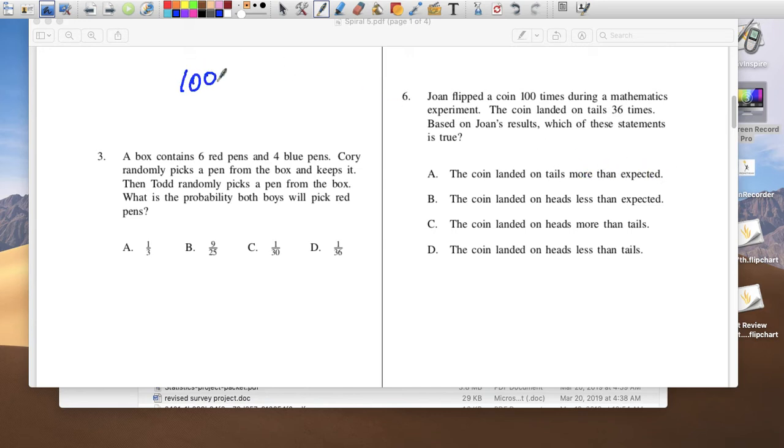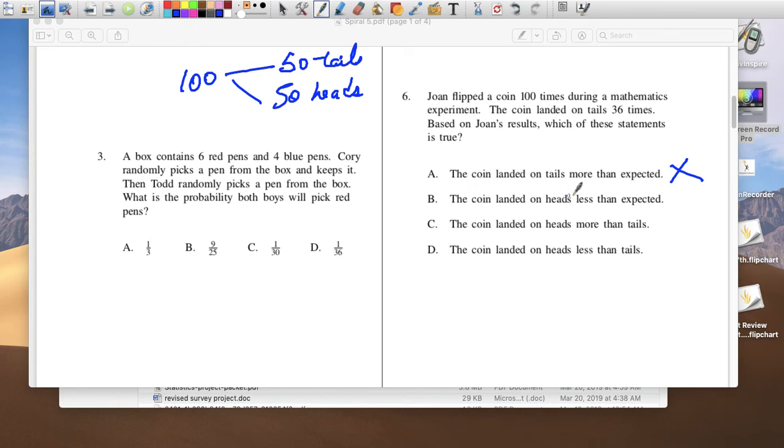Well, if you flip a coin 100 times, theoretically, you would expect it to land 50 times on tails and 50 times on heads. That would be your expectation. So the coin landed on tails more than expected? Not true. We were expecting 50.